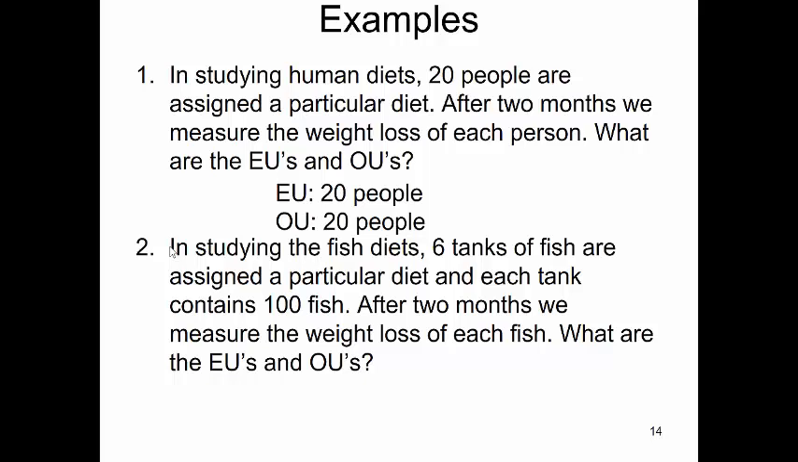So here we're studying fish diets. There are 6 tanks of fish, and they are assigned a particular diet, and each tank contains 100 fish. After 2 months, we measure the weight loss of each fish. What are the EUs and the OUs? Okay, so let's think about that a little bit further.